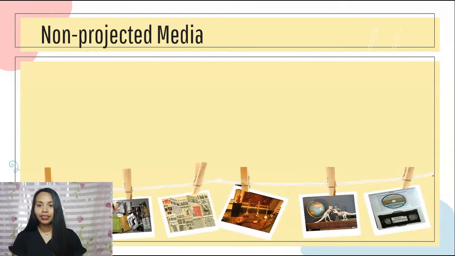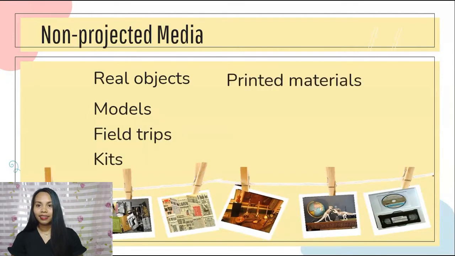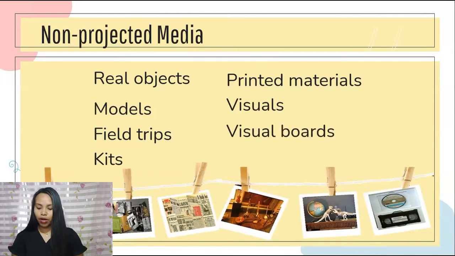So, here are the samples of non-projected media. First is real objects, models, field trips, kits, printed materials like books and worksheets, visuals like drawings, photographs, visual boards like chalkboard or whiteboard, and audio material.